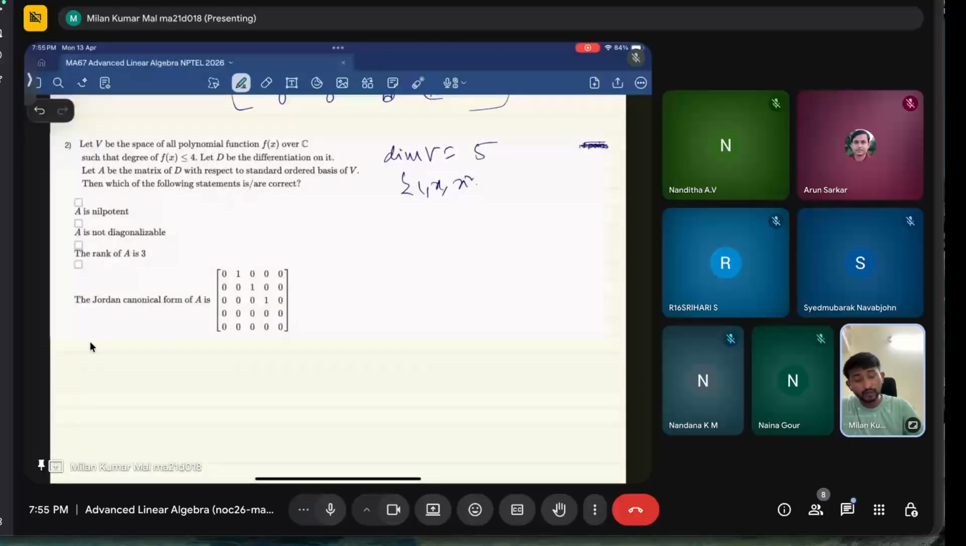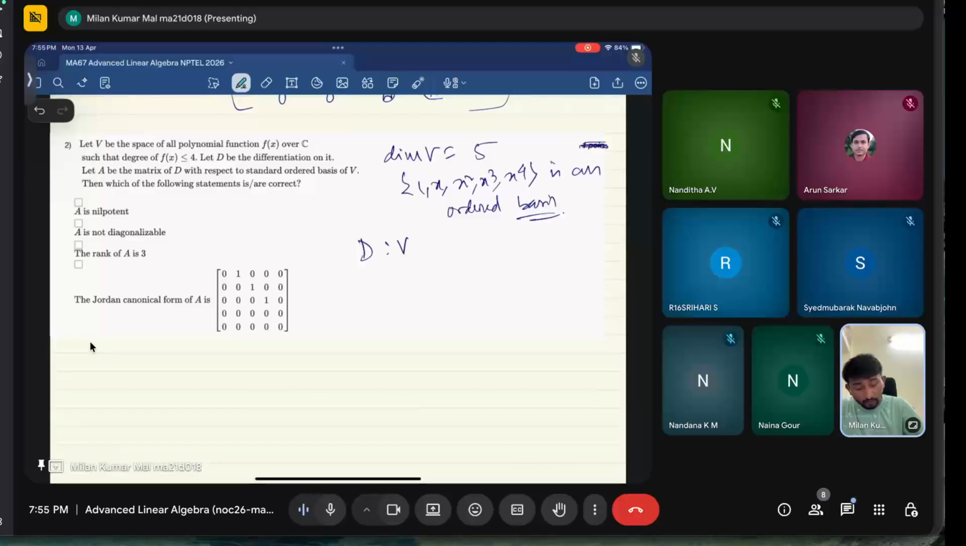And 1, x, x square, x cube, x to the power 4 is an ordered basis. It need not be orthonormal. For orthonormal we need an inner product, and there is no inner product right now. Okay. Let D be the differential operator on V, and let A be the matrix of D with respect to the standard ordered basis of V.